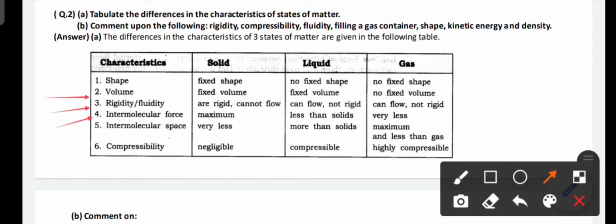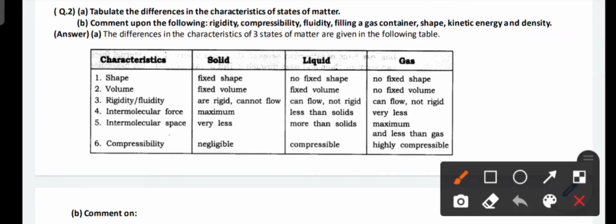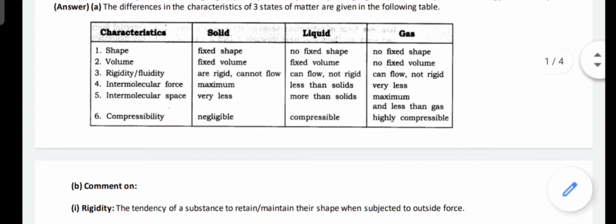Then the intermolecular force of attraction. In solid it is maximum, in liquid less than solid, and in gas very less. Next, intermolecular space. In solid very less, in liquid more than solid, and in gas maximum. Now the compressibility: in solid negligible, in liquid compressible, and in gas highly compressible. I already taught you these characteristics of the three states of matter.